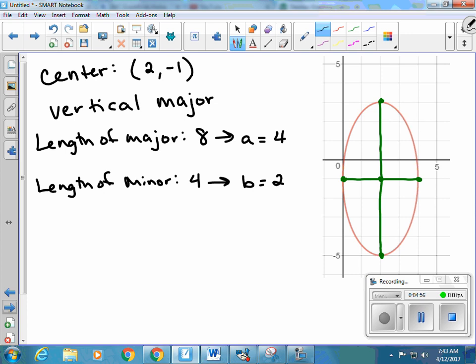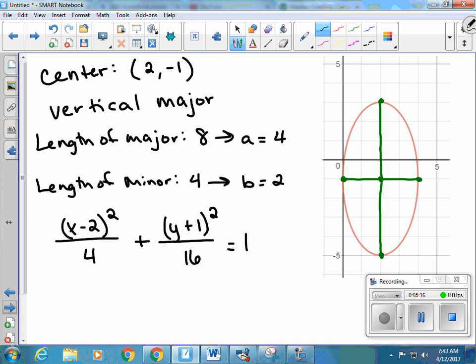So now, like I said before, we can go ahead and write our equation. We've got (x minus 2) squared over, because it's vertical, the b squared, so 4, plus (y plus 1) squared over 16 equals 1. So that's my equation.